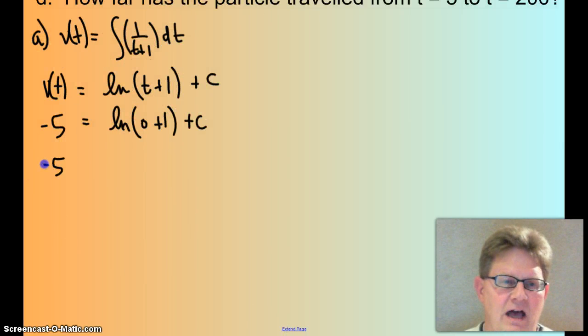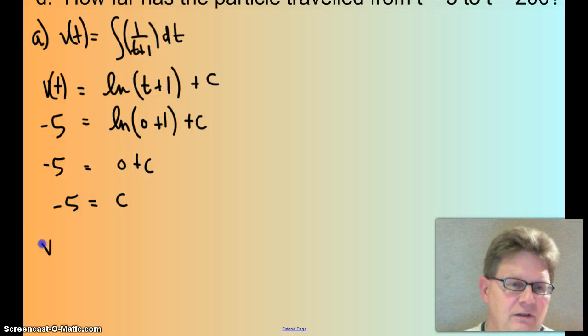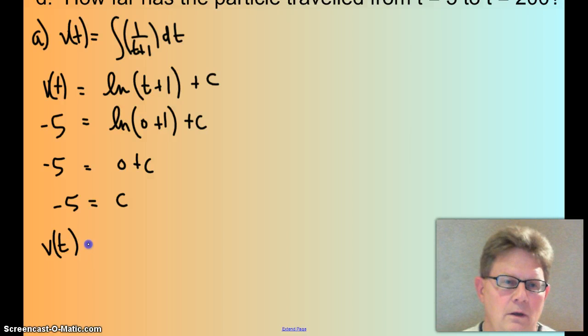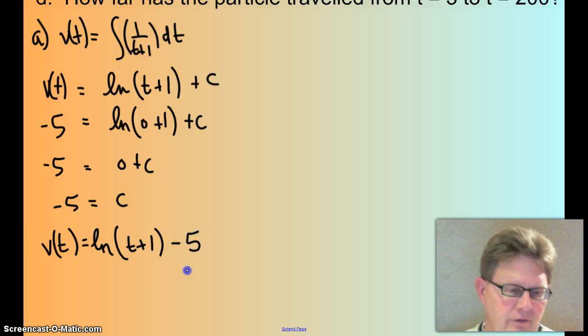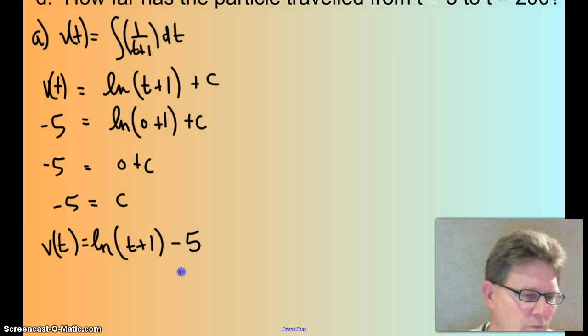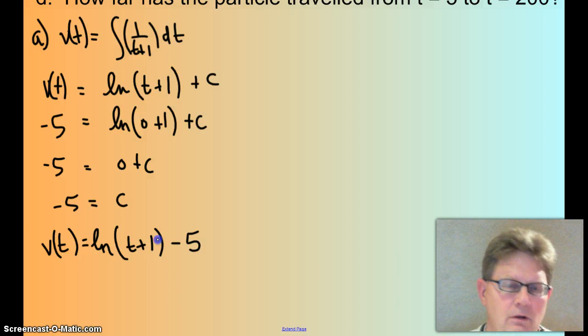So negative 5 equals 0 plus c. C equals negative 5. So the velocity function is v(t) equals ln of t plus 1, minus 5. There's the velocity function. Alright, what does part B ask you? Find the position of the particle at t equals 5.